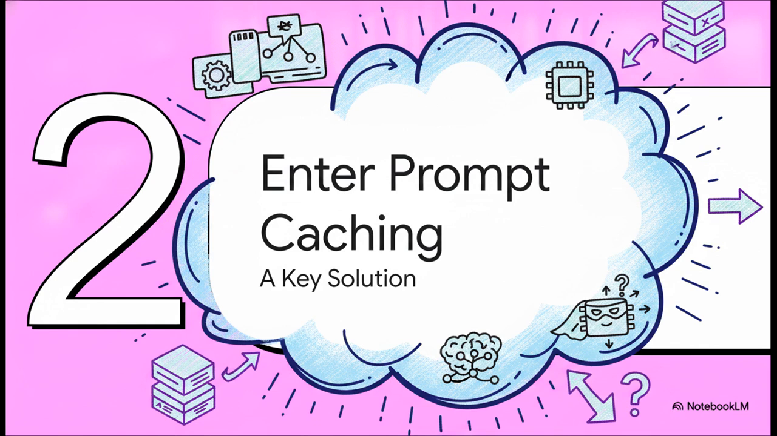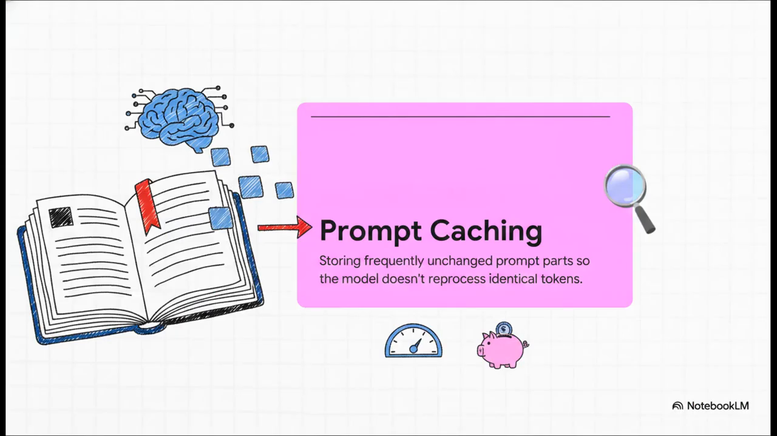Enter prompt caching. Let's look at the hero of our story here. Prompt caching is a remarkably straightforward way to boost both speed and cost efficiency. It basically works by storing the frequently unchanged parts of a prompt, like your system instructions or really heavy reference material, so the model just avoids reprocessing identical tokens.